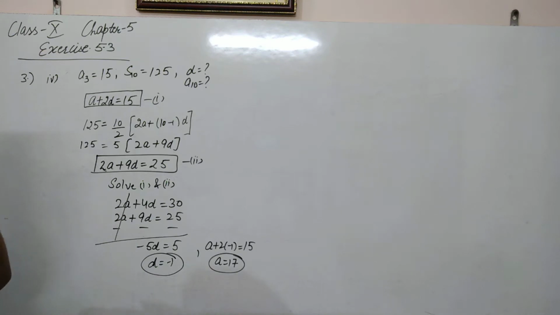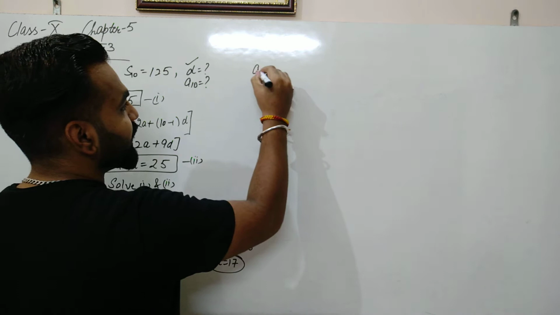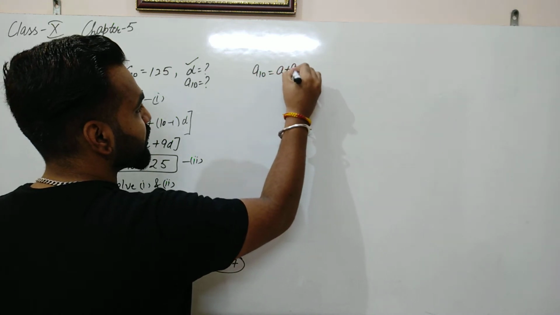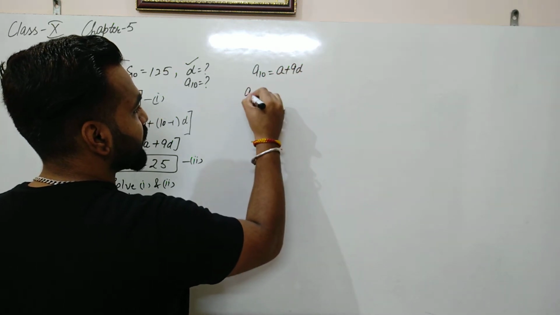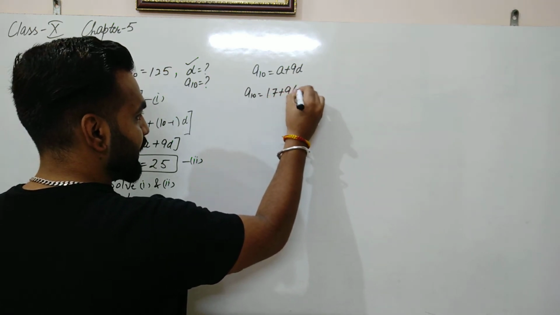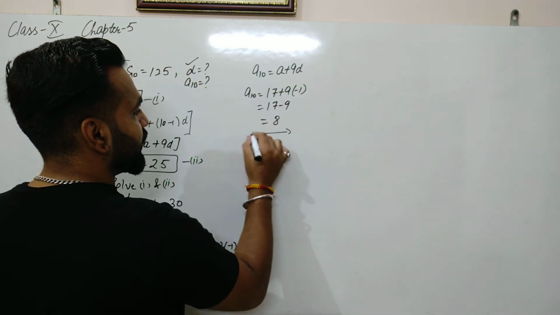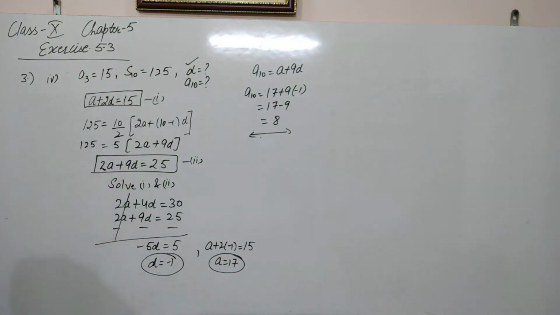So now a is also known. Clear? Now what we have to find next, d is known, a10. a10 is equal to a plus 9d. So a10 will be equal to 17 plus 9 into minus 1, that is 17 minus 9, which is equal to 8. So this was the fourth part.